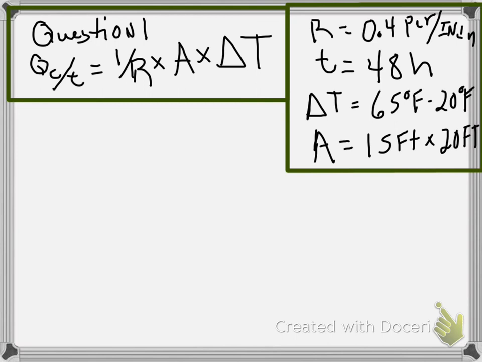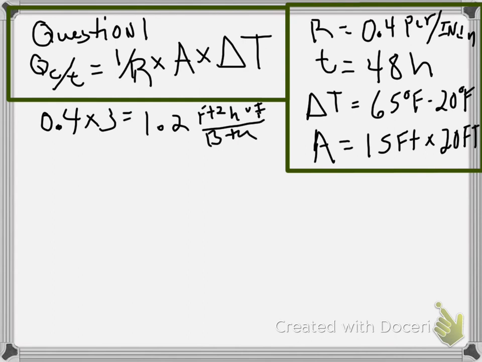First step I have to do is change my R value, because we have to account for all 3 inches of the garage wall. So I take my 0.4 and multiply it by 3 inches and get my actual R value of 1.2. Because this is an R value, its unit is feet squared times hours times degrees Fahrenheit over BTU.